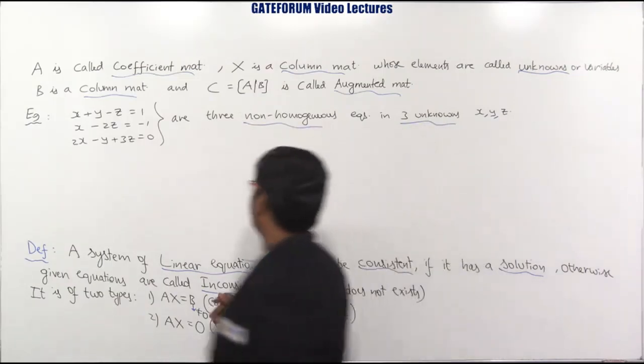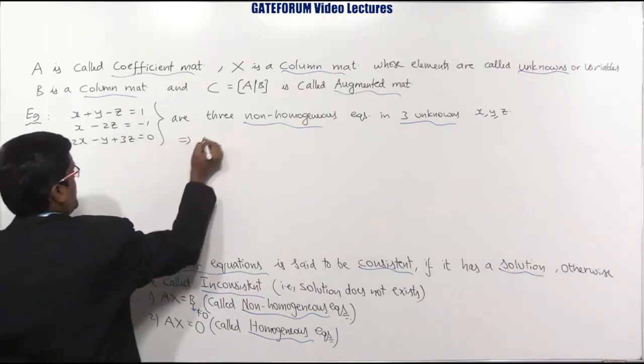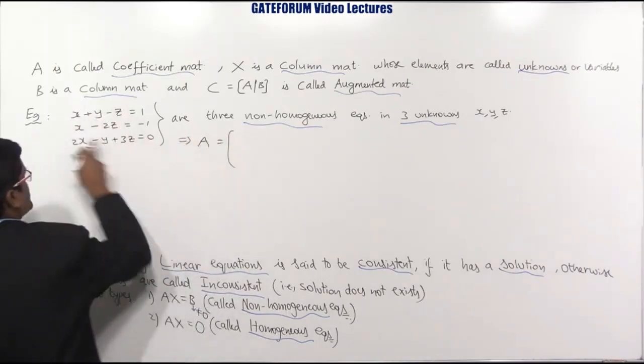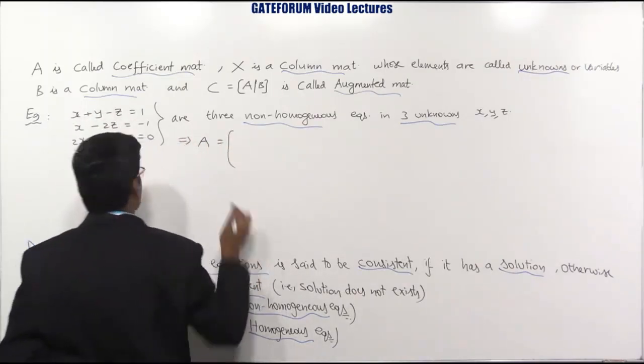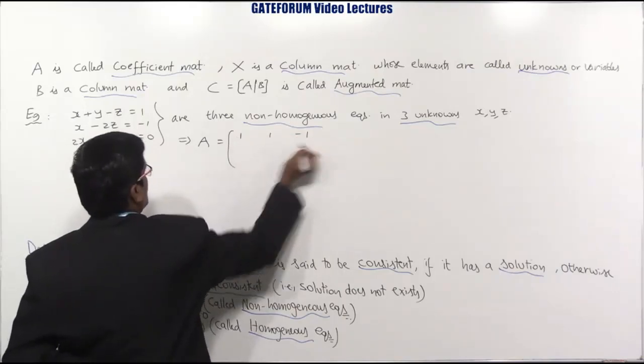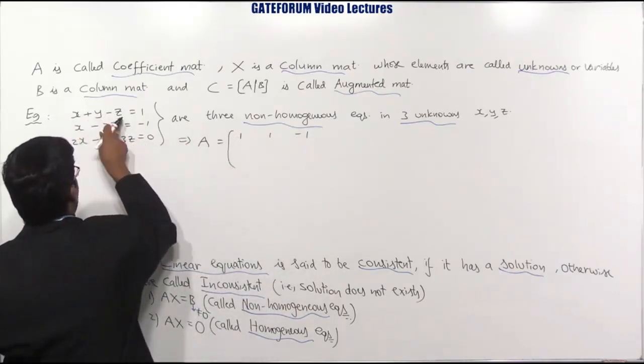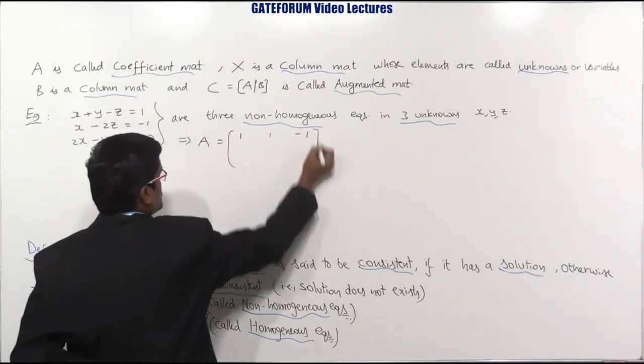So how to write from this? A matrix, coefficient, that is the x, y, z coefficients on the left hand side of the equation. 1, 1, minus 1. Here x coefficient 1, y coefficient 1, z coefficient minus 1. That is the first row, first equation.